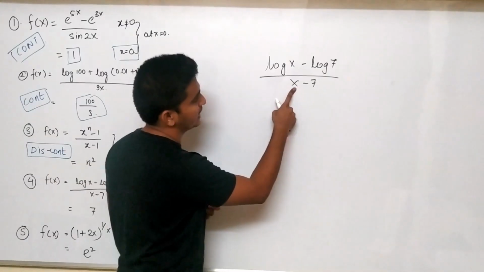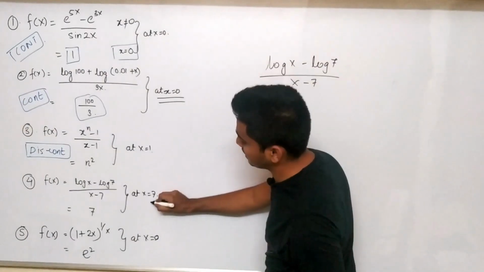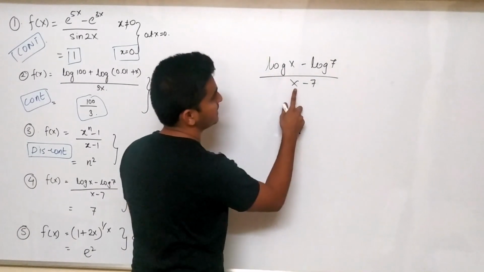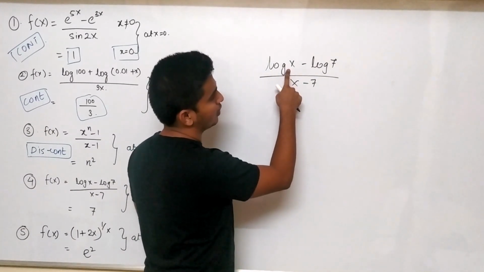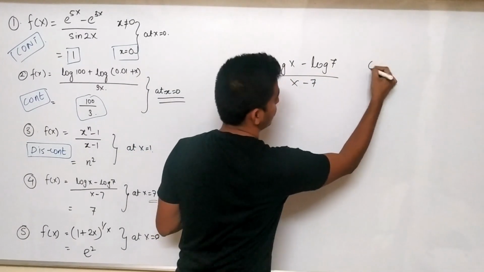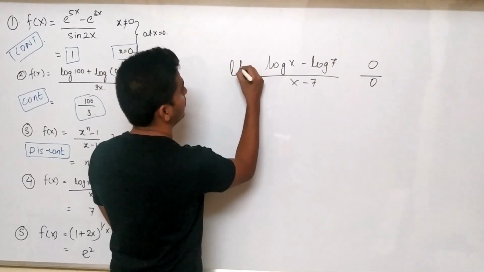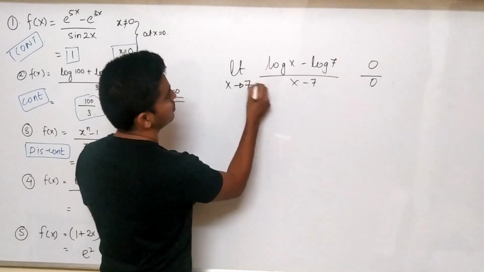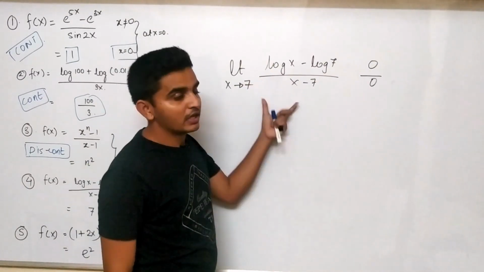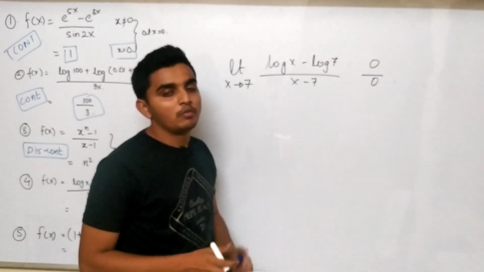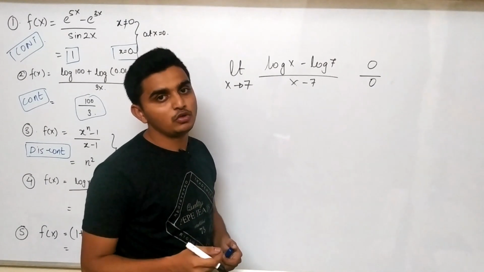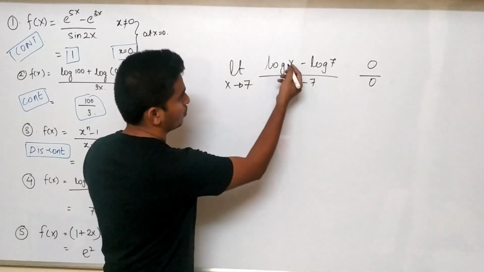Why? Because we have to check the continuity at 7. If we plug in 7 over here, it becomes log of 7 minus log of 7, which is 0 upon 0. So it is becoming an indeterminate form, where the limit is x tends to 7. So now, we can just do it by L'Hopital's rule. So what is L'Hopital's rule?